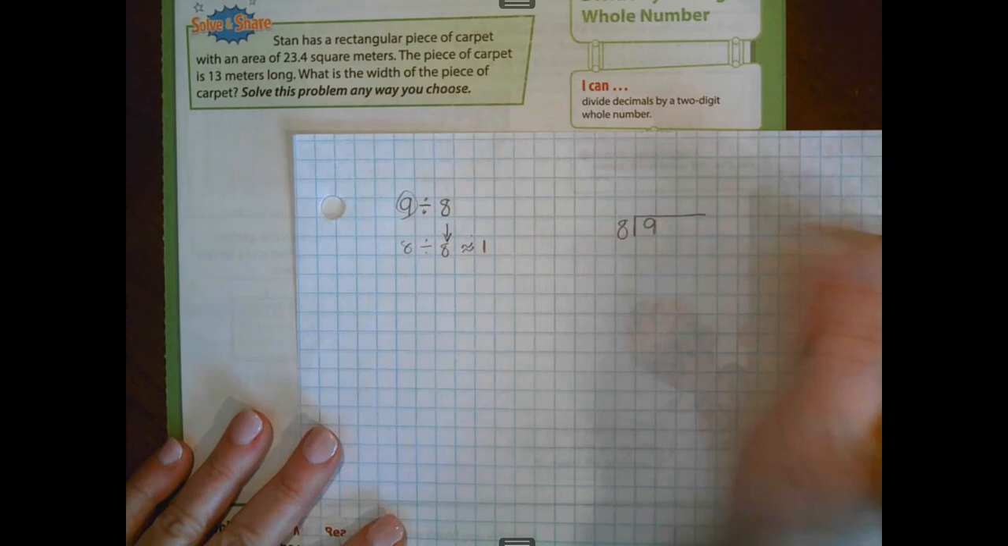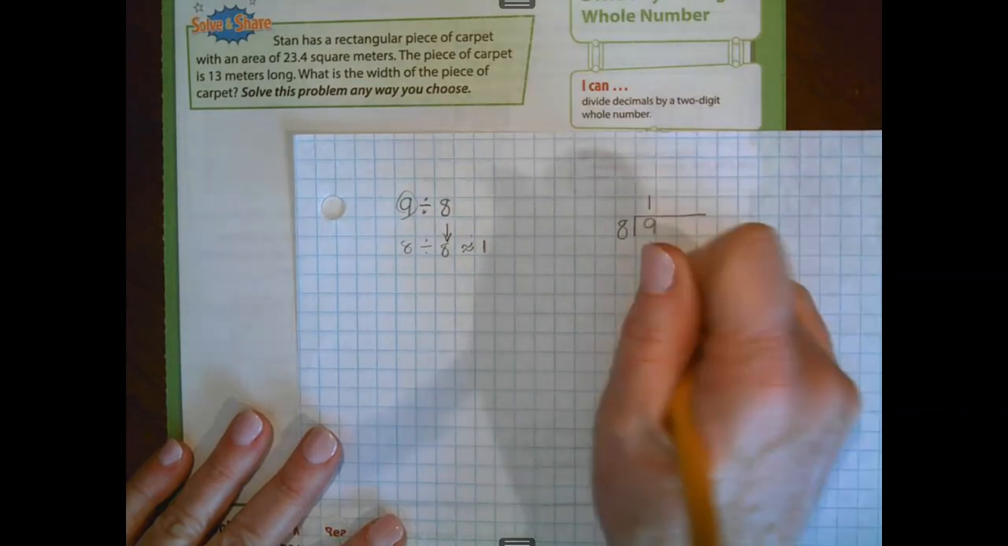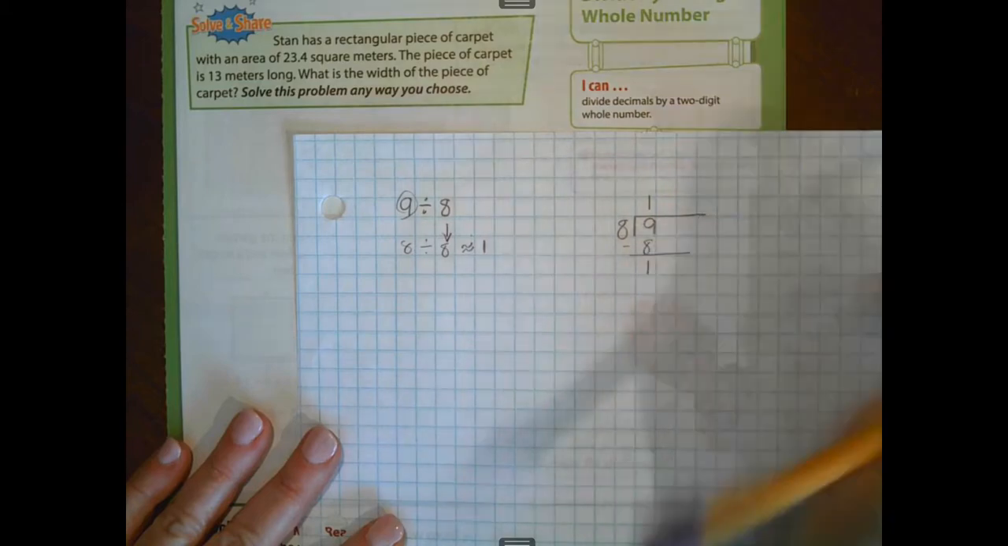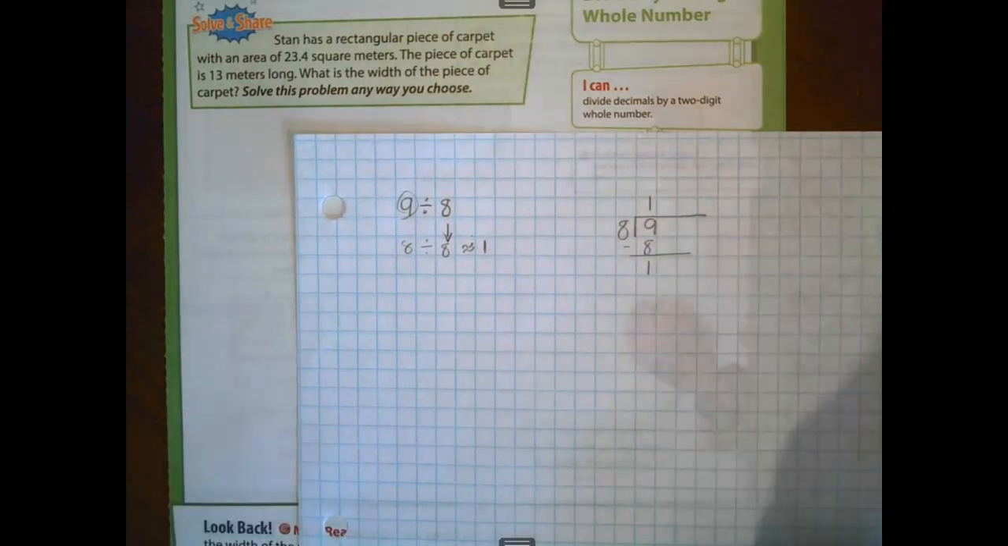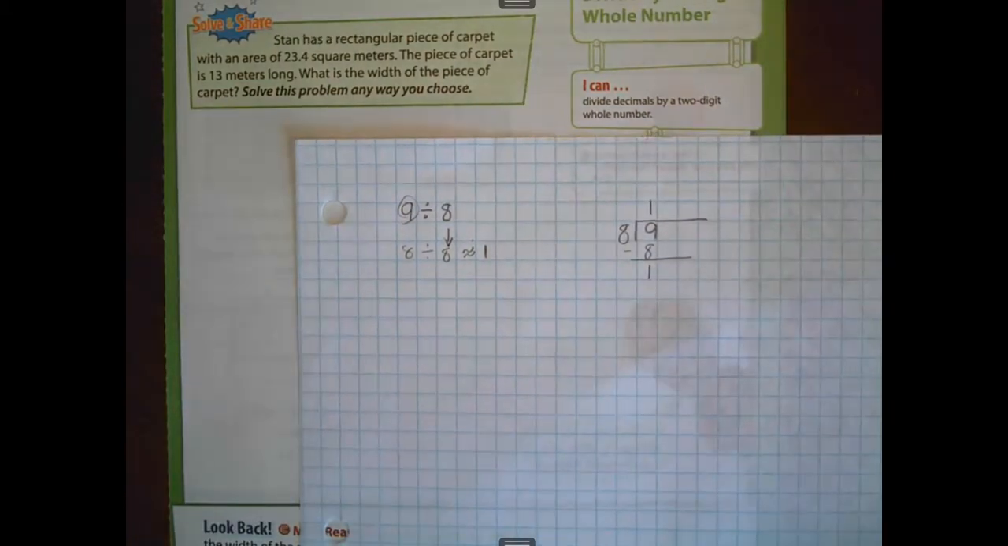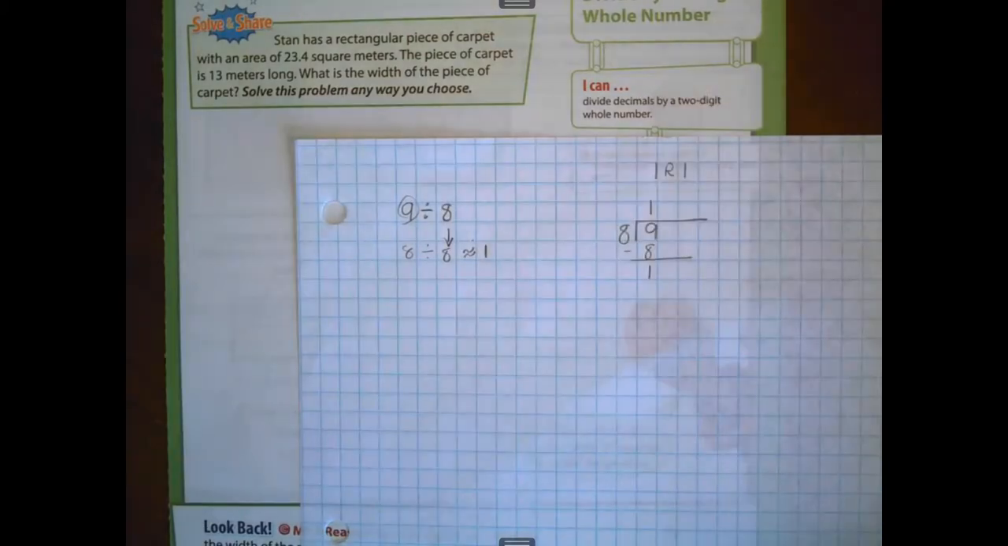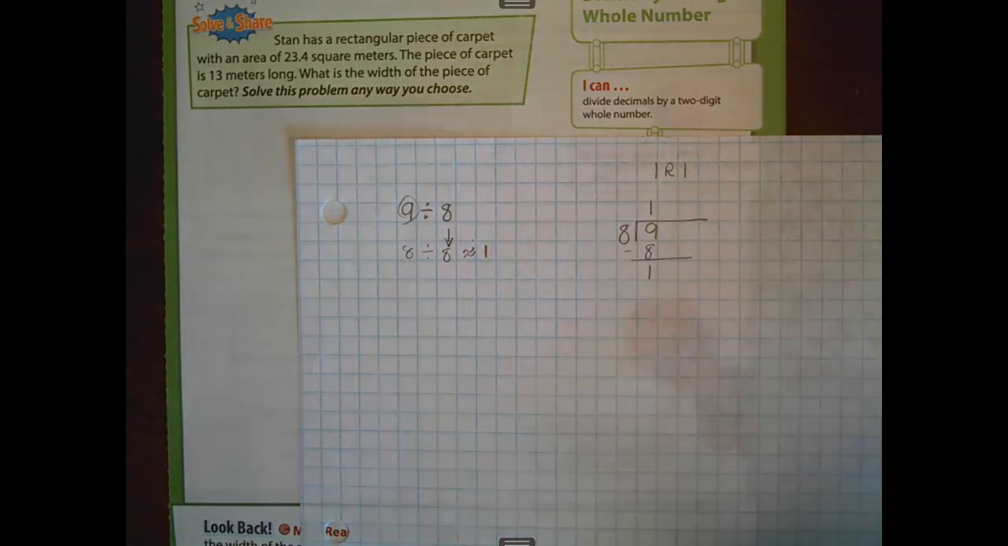8 goes into 9 one time. 1 times 8 is 8. When we subtract, we get a 1. Up until now, we might have written this answer as 1 remainder 1. Coming out of 4th grade, that's probably how you would express that quotient.